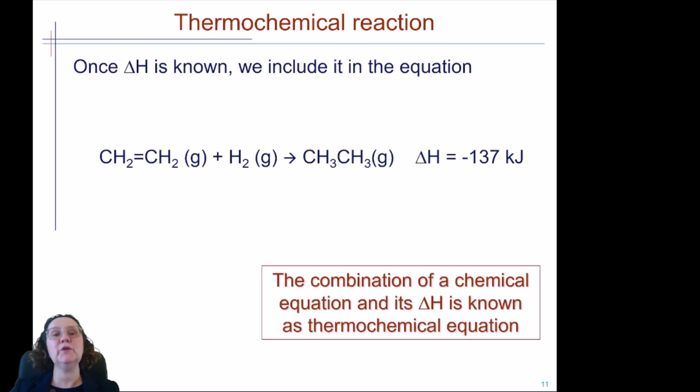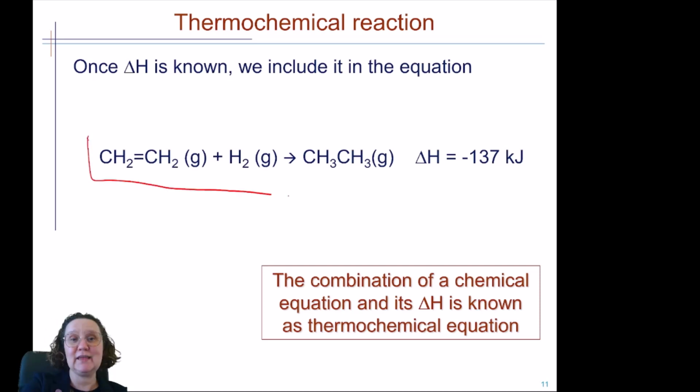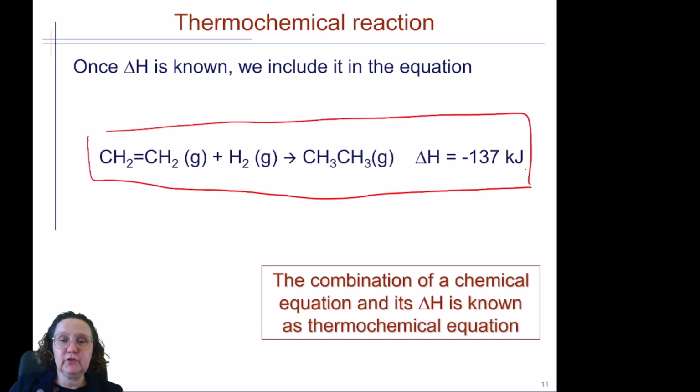Once we have the value for delta H, we include it in the equation. This combination of the chemical reaction, which shows you the chemicals you're using, the chemicals you're producing, the ratios of the chemicals, and also the state of the chemicals. Here I can see that these two reagents and the products are all in gas state, and we have a value of the enthalpy for that reaction. The combination of that enthalpy and the chemical equation is what we call a thermochemical equation, and they are associated.